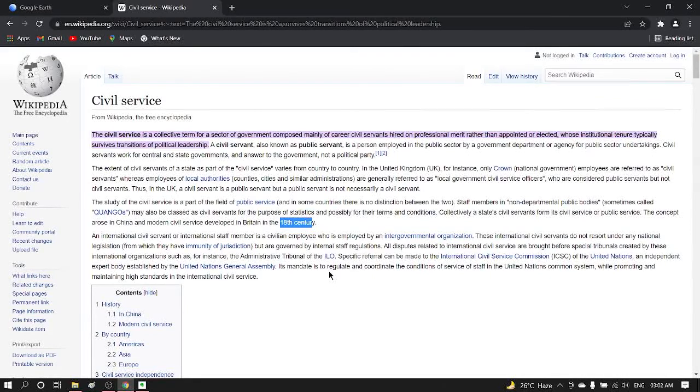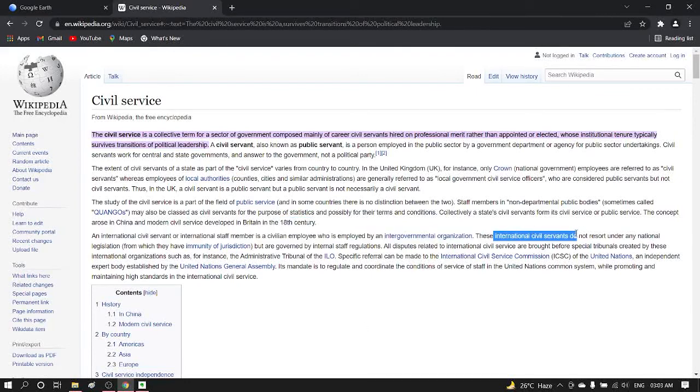You might have heard about Fort William College, created in Kolkata, especially for the purpose of training officers under the British East India Company. Okay, so you can say starting from 19th century you can see a mature stage of civil service in India, right? And also at the international level, you can see international civil servants also.